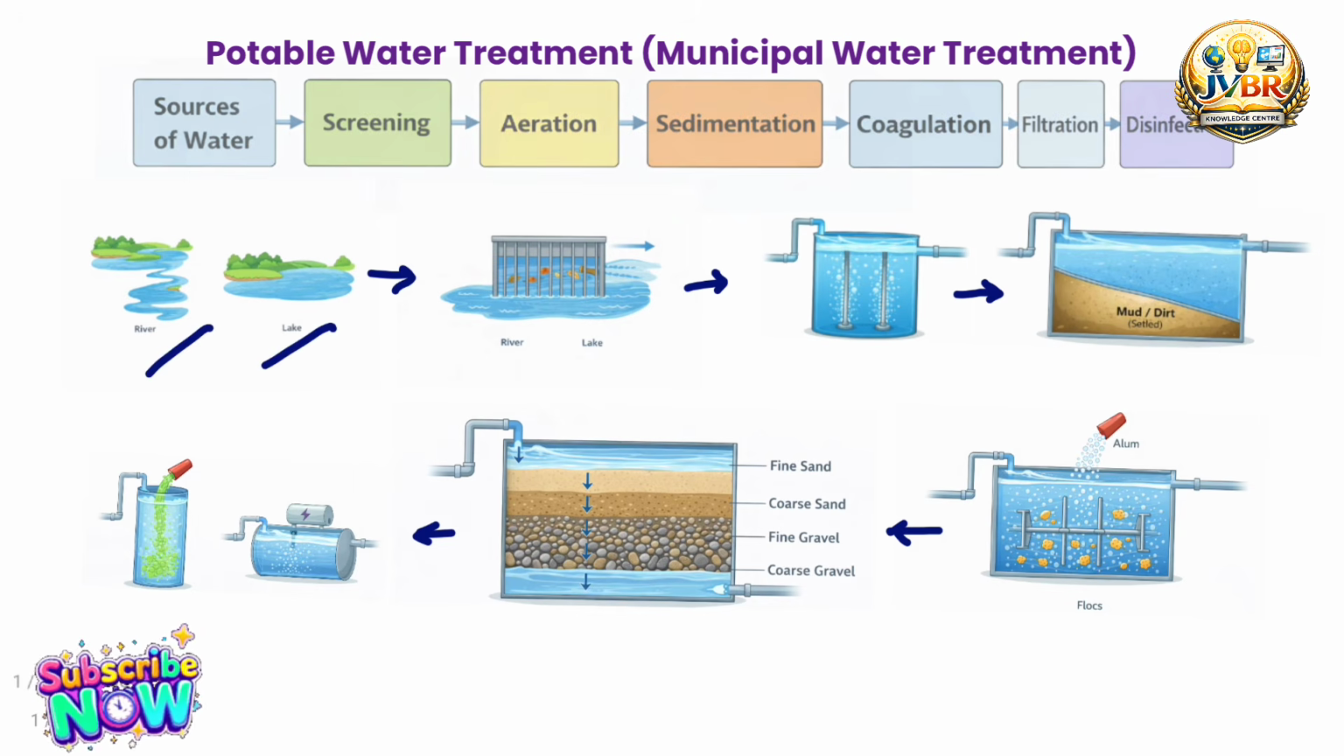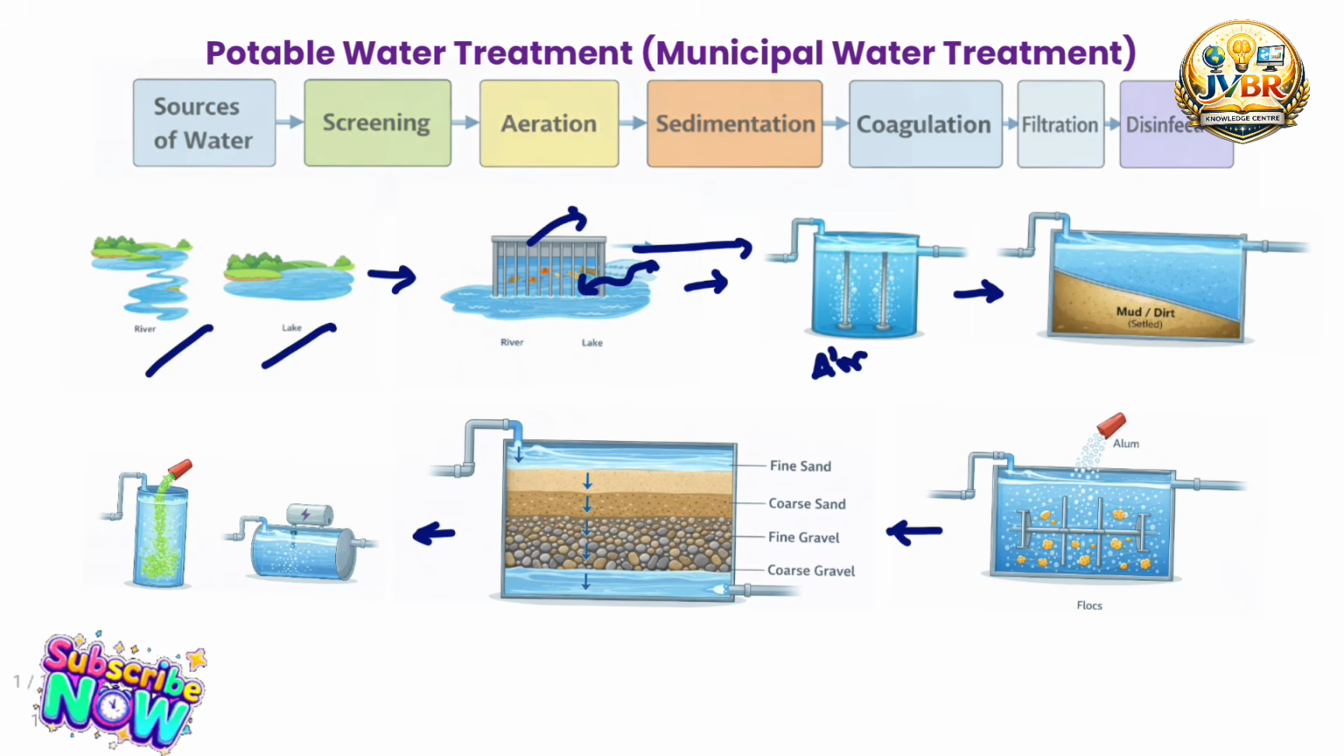Let us see again. Rivers and lakes are common sources for municipal water treatment. Screening is carried out by using screens. In this process, water is allowed through the screens in order to stop whatever floating materials are present in the water. Then water is subjected to the next process called aeration. In this process, air is mixed with the water. That means the process of mixing of air with the water is called aeration, in order to remove bad color, taste, and smell from the water.